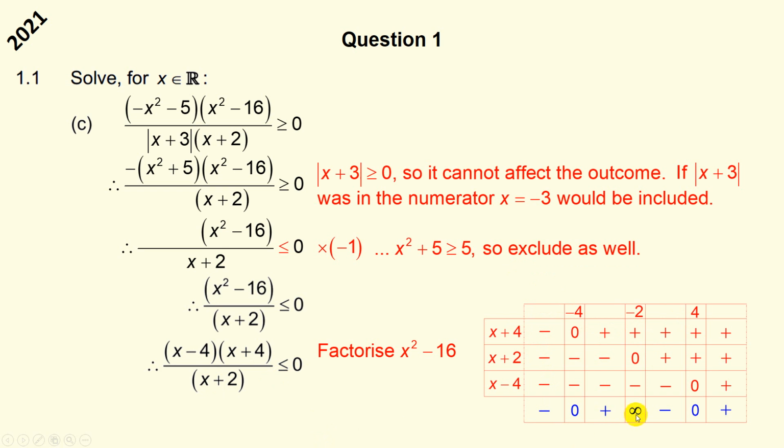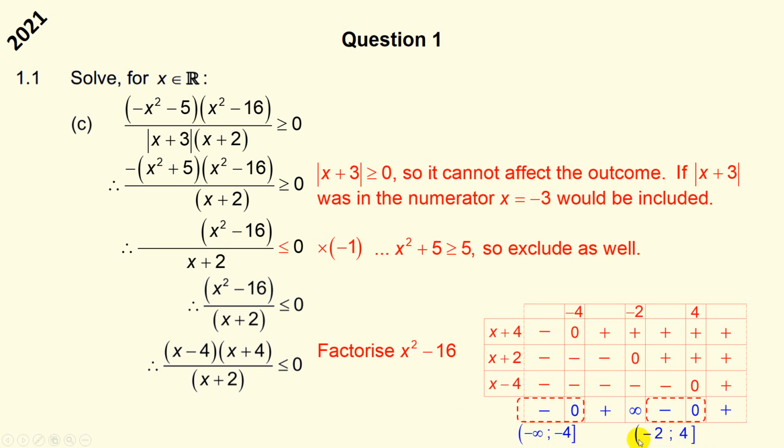Infinity there, or undefined, because you cannot divide by a negative. So now this is greater than or equal to 0. So we include the 0 there. So therefore, if we do it in interval notation, we've got negative infinity to negative 4. Notice we exclude the negative infinity because it's a concept, not a number. But we include the 4 because it's all equal to 0. So therefore, we include the negative 4.